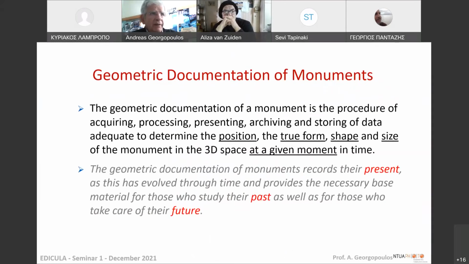So how do we define the geometric documentation of a monument? After so many years that we are involved, we have proposed this, let's say, definition: that it is the procedure of acquiring, processing, presenting, archiving, and storing of the data which are adequate to determine the position of the monument in 3D space, the true form, shape, and the size of the monument in 3D space at a given moment in time.